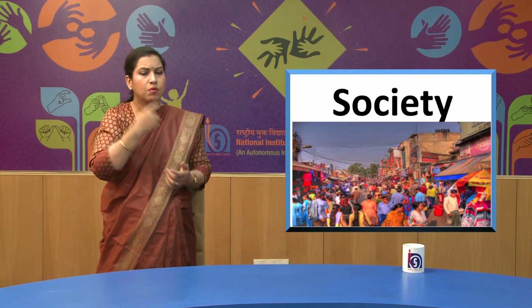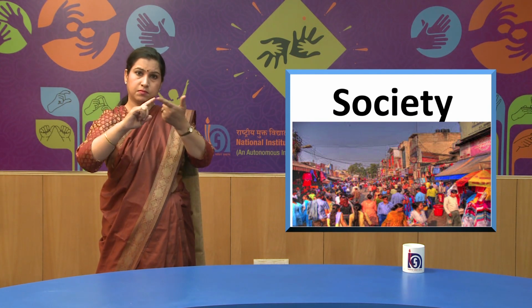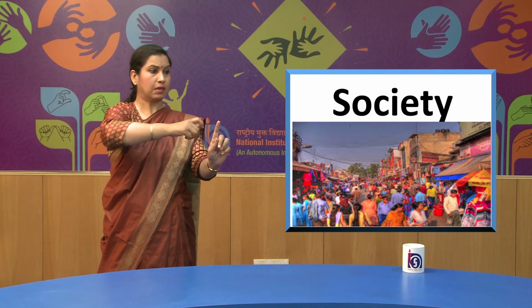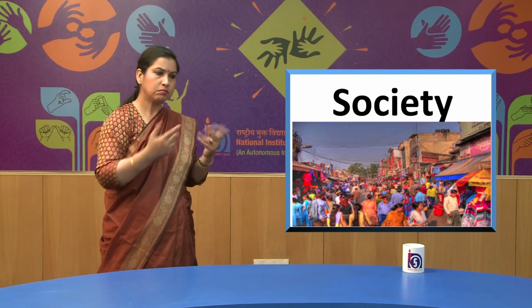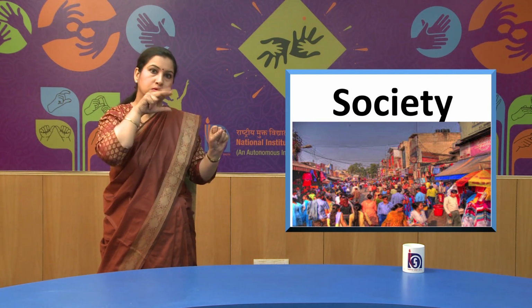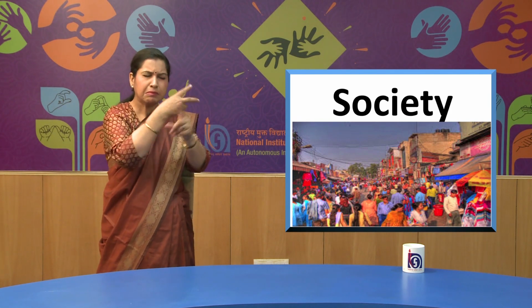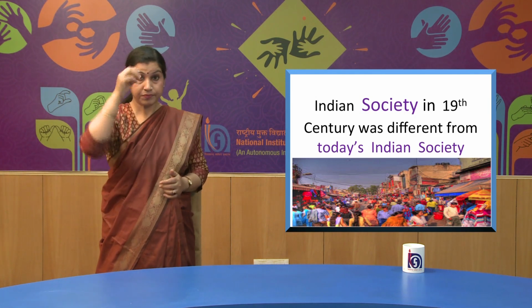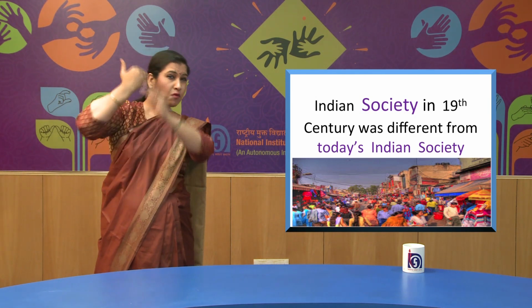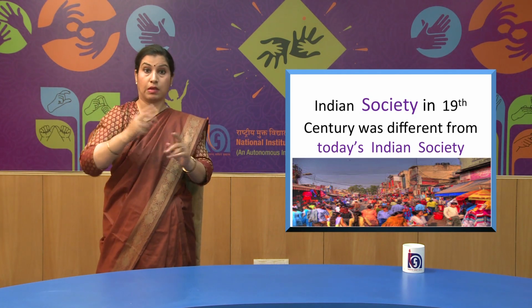First, let us try to understand the word society. A society is a large group of people living together who share some common features like language, culture, and so many things. Do you know that Indian society in the 19th century was very different from the society that we live in today?